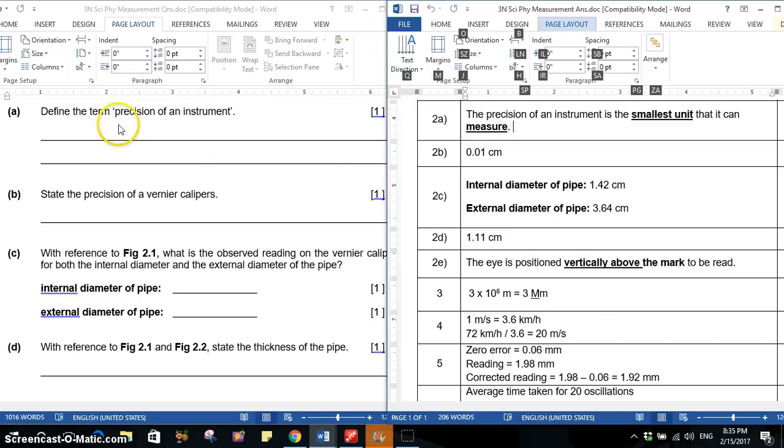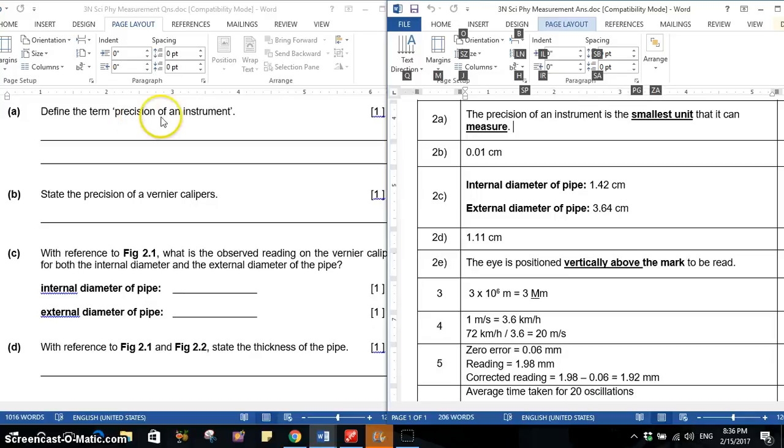This is very poorly done because a lot of students are confused about what exactly is the precision of an instrument. Precision refers to the smallest unit that an instrument can measure. Say for example, a ruler. The smallest thing that a ruler can measure is about 0.1 cm. Vernier calipers can measure up to 0.01 cm, whereas micrometer screw gauge, what is the precision of micrometer screw gauge? It will be 0.01 mm or 0.001 cm.